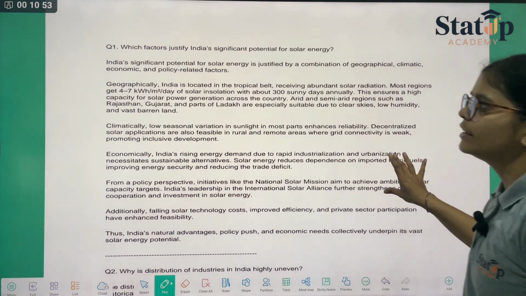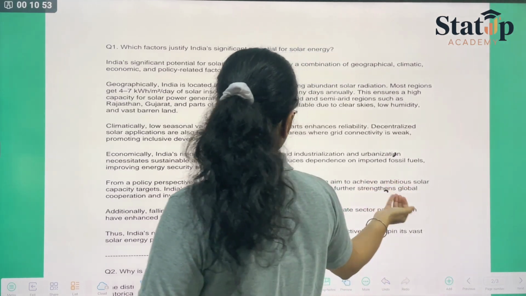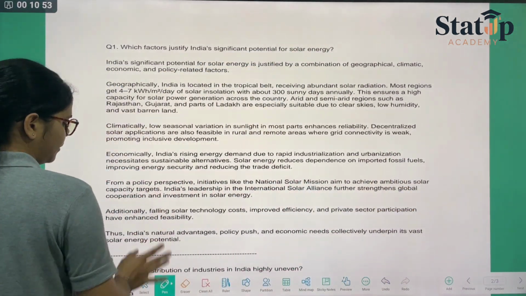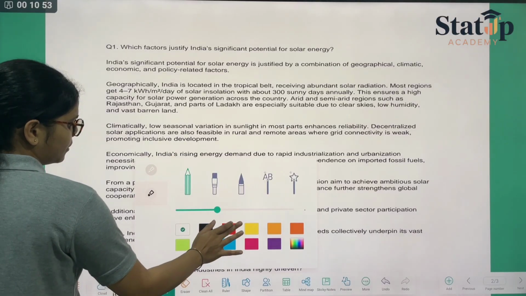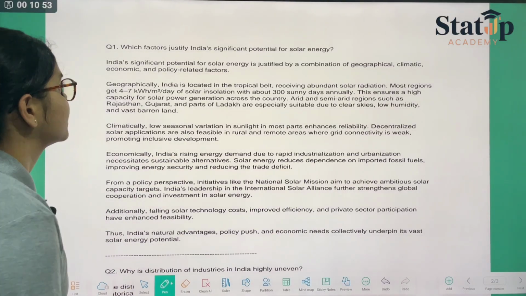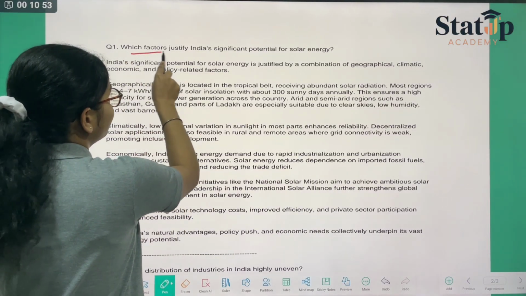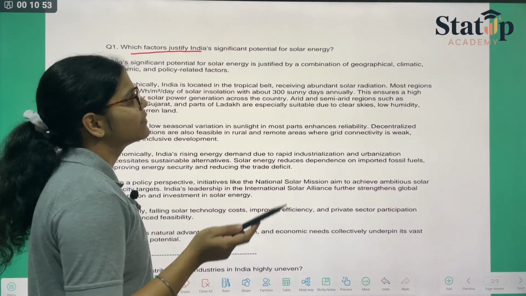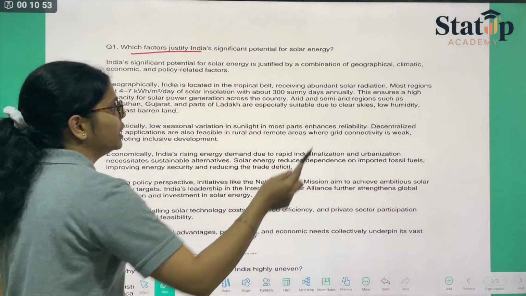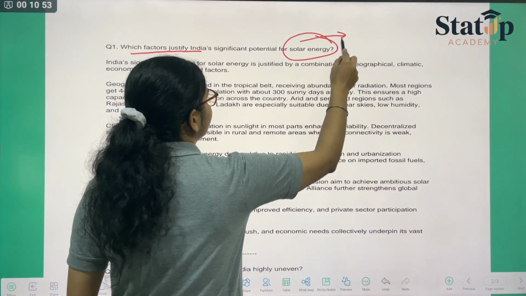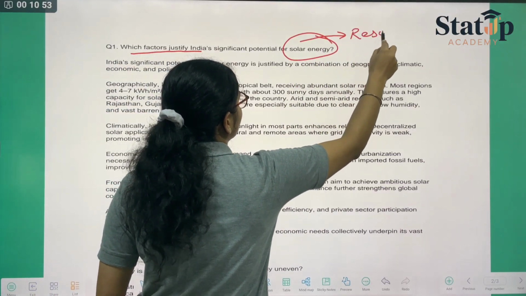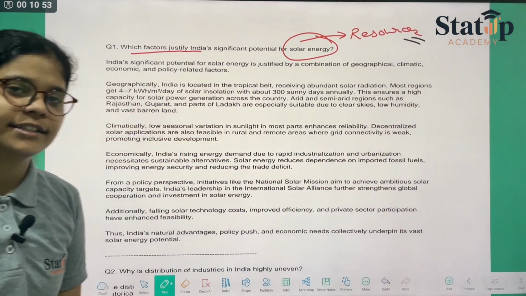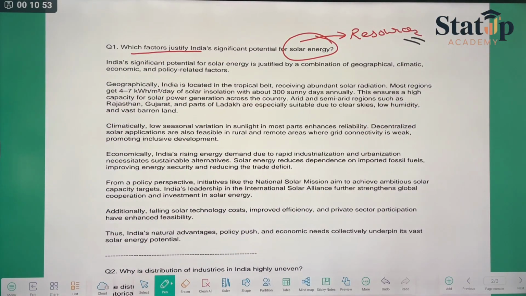Okay, when we talk about this thing, the first question says: which factors justify India's significant potential for solar energy? Remember the chapter when we did resources? In that topic or in that PDF, you're going to get this answer. So let's discuss it over here.